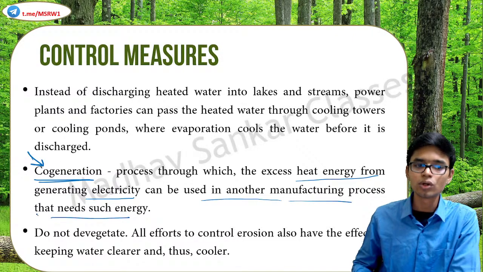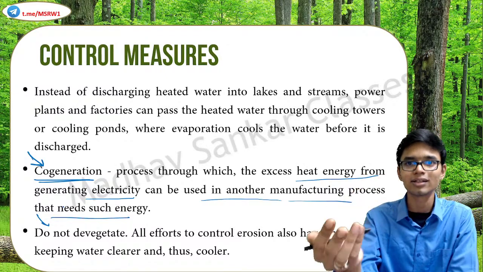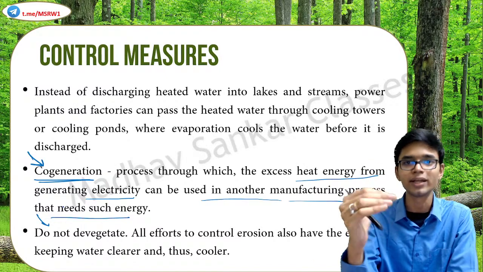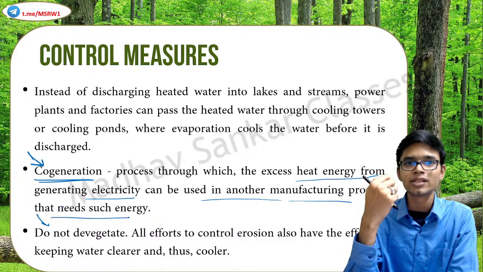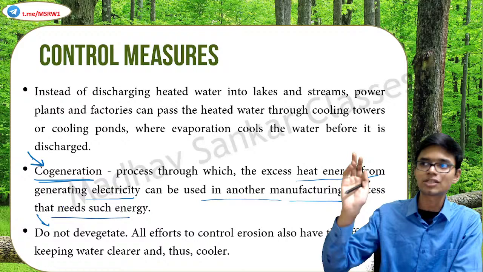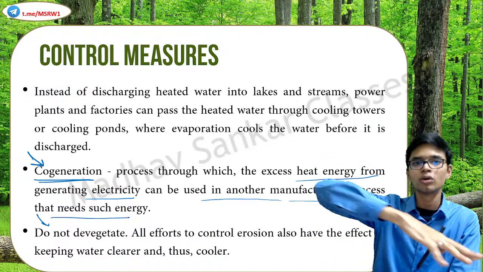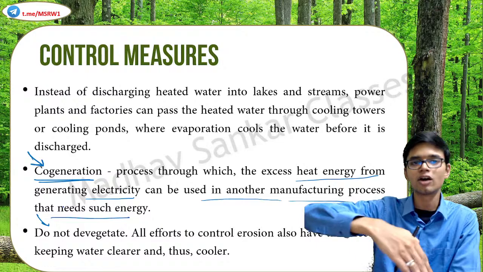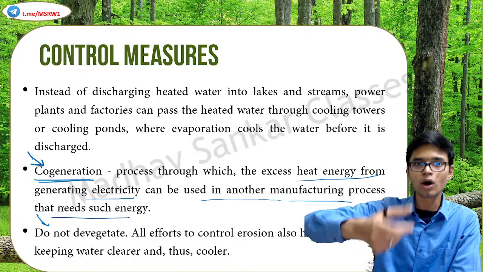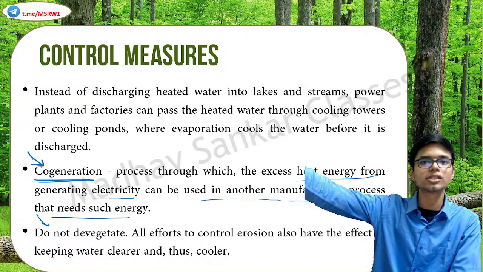Clear? Then do not devegetate. Do not cut down trees. The shades of the trees are one of the prime factors that might be holding down the temperature in many areas. Say for example, a pond, a stagnant water body, and there is a tree growing on the side of the pond, providing shade to a considerable area of the pond.